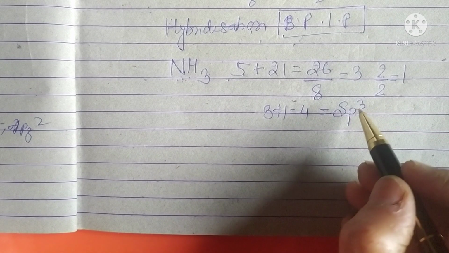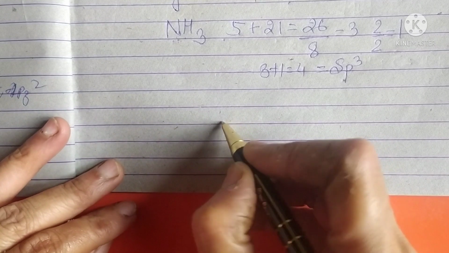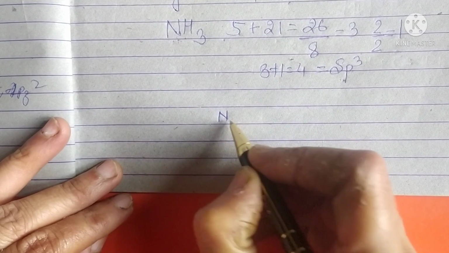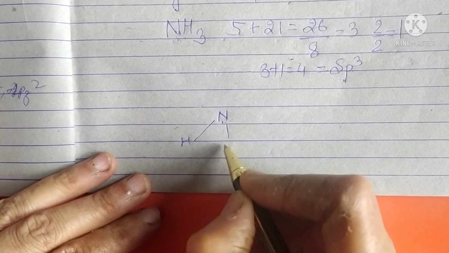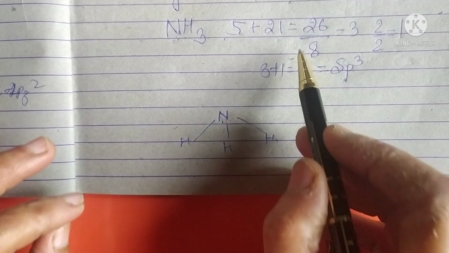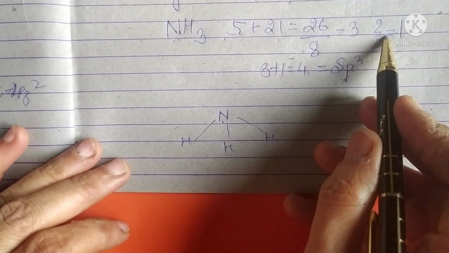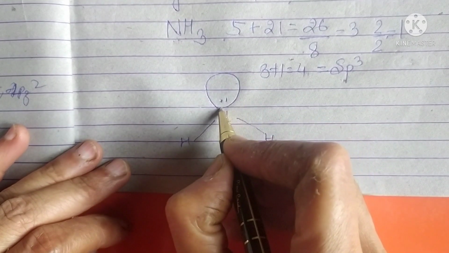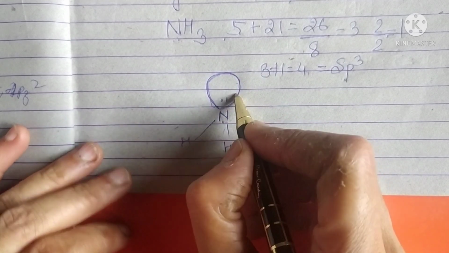sp3. If hybridization is sp3, the geometrical arrangement of electrons will be tetrahedral. Means in the center there will be nitrogen and the hydrogens. This is tetrahedral. Out of all the electron pairs, one electron pair will be a lone pair. This lone pair of electrons will be located only on the central atom, that is nitrogen. So it will occupy a large space.